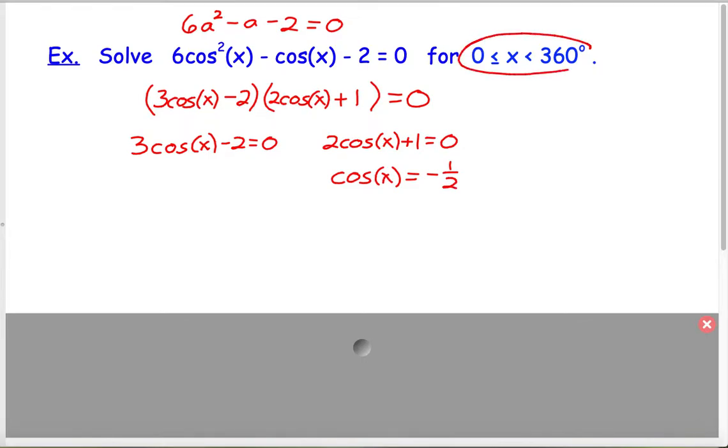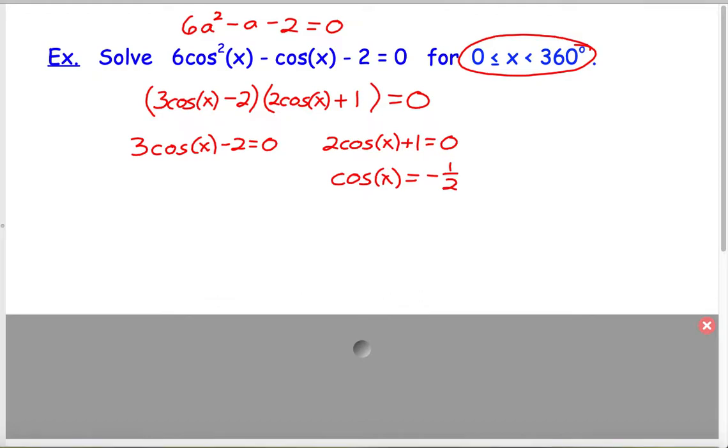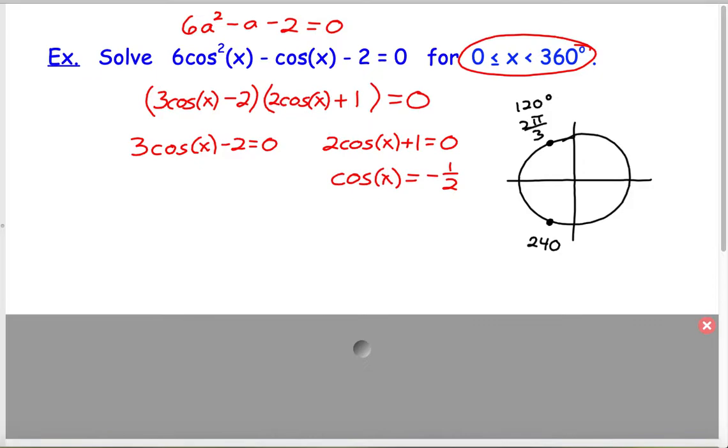Notice also we have a restriction here. We're just looking at 0 to 360. So if I think of my unit circle, when is the cosine equal to -1/2? That's the x value, so that's going to happen up here and down here. And that was the 2 pi over 3, or 120 degrees, and then 240 degrees, since our answer should be in degrees on this. So that gives us our first answers. X is equal to 120 or 240.